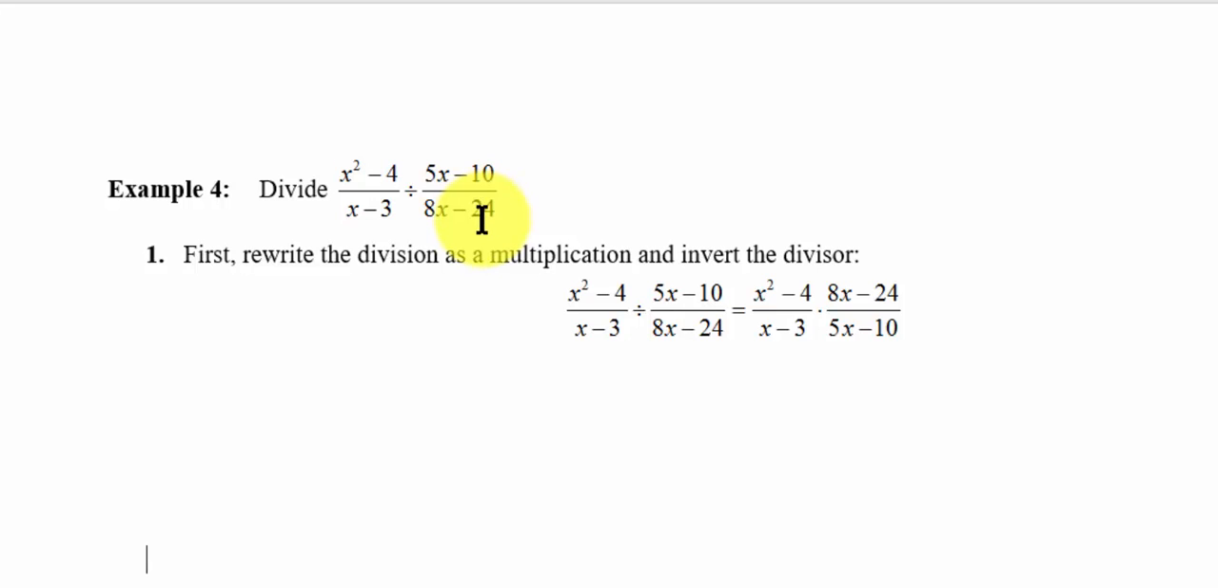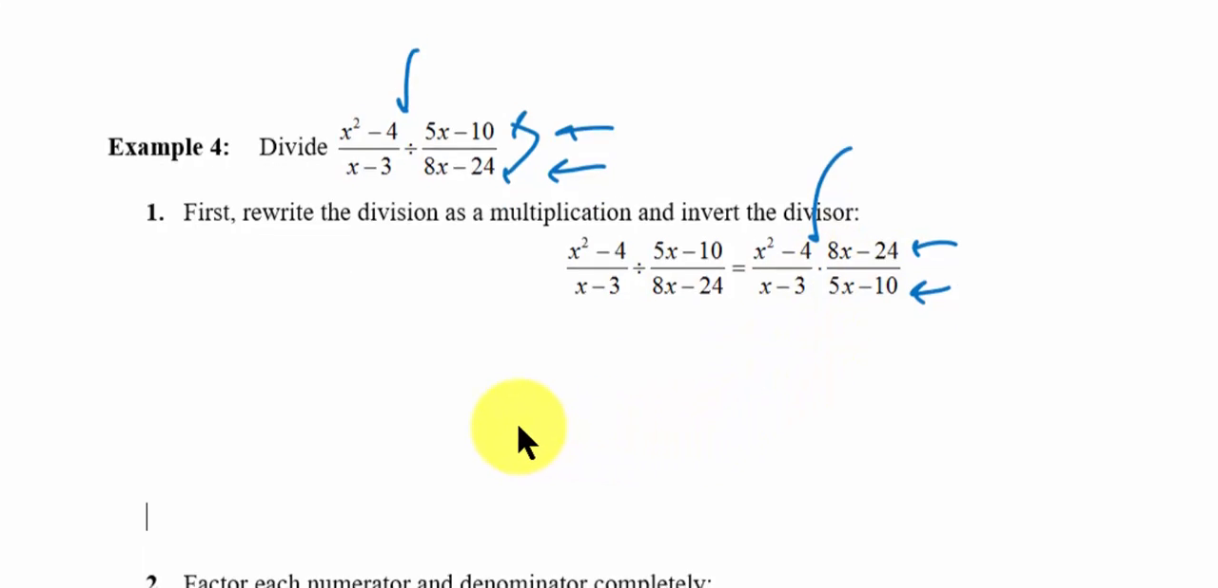What's the reciprocal? Well, that just means we flip it. The denominator now goes where the numerator was. The numerator is now replaced by the denominator. So essentially, we're just swapping places here. So you'll notice that the 8x minus 24 now is on the top, and the 5x minus 10 is now on the bottom. And now this becomes a multiplication problem. Notice how the division sign has become a multiplication sign. We know how to do that. That's what we did in the last video.